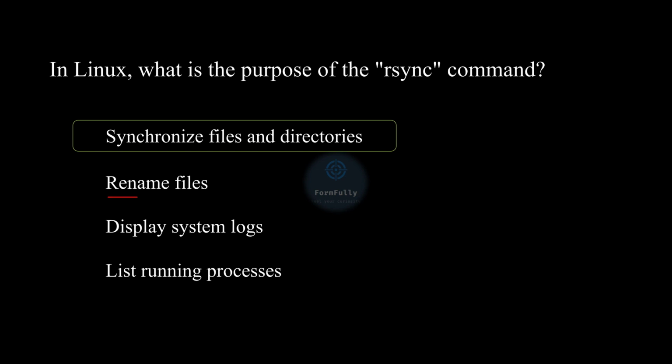The second option, rename files, is done with the mv command. Displaying system logs is often done with commands like cat or tail. Listing running processes is done with commands like ps. So the correct option is A.